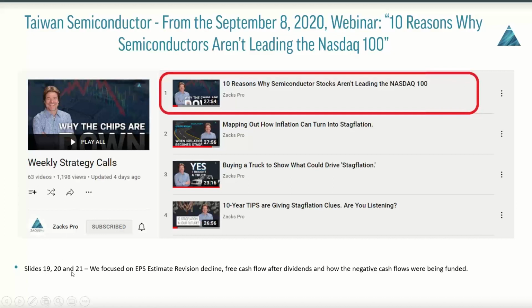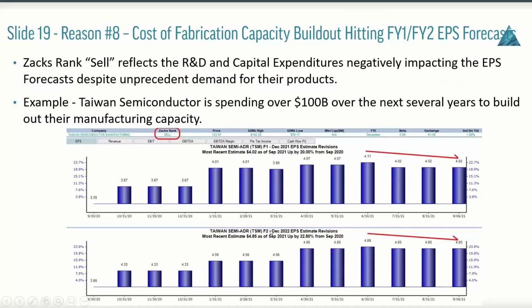From slides 19, 20, and 21, if you remember, we focused on EPS estimate revision decline, free cash flow after dividends, and how that negative free cash was being funded. So we primarily focused on cash flows, and then we just briefly showed what was happening with the capital structure in terms of long-term debt to fund those negative free cash flows. So we're going to bounce through that as a quick review right now.